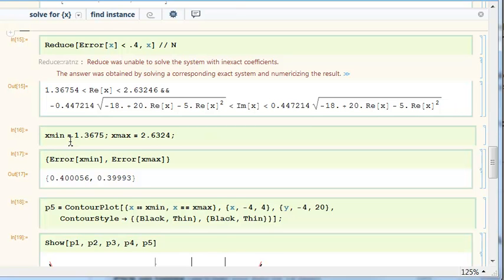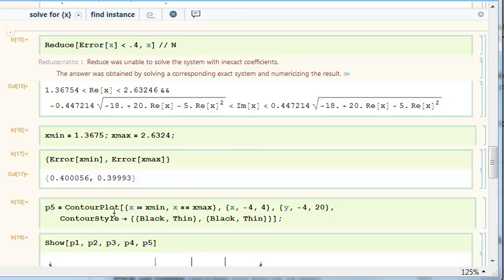So defining x min and x max as the boundary in terms of where can I use the blue line and not get more than 0.4 worth of error. Just to check, here's error evaluated at 1.3675, and here it is at the upper bound, and you can see they're both very close to 0.4. The lower one is actually a little bit over 0.4, but that's because we chopped it off a little bit low, which means it's outside of the bound.